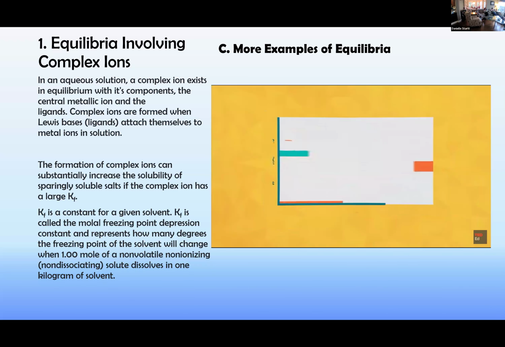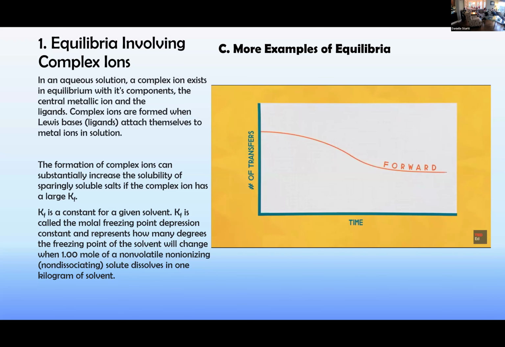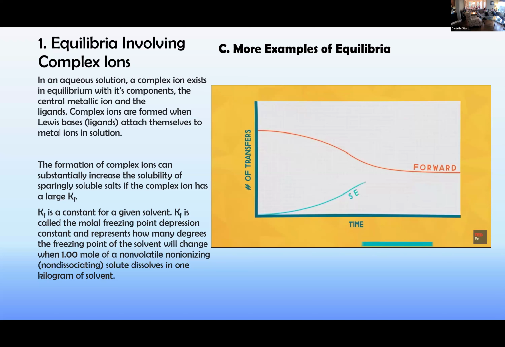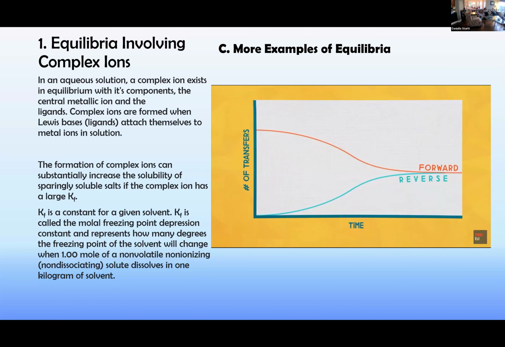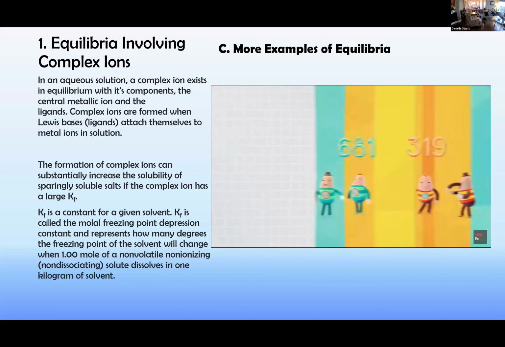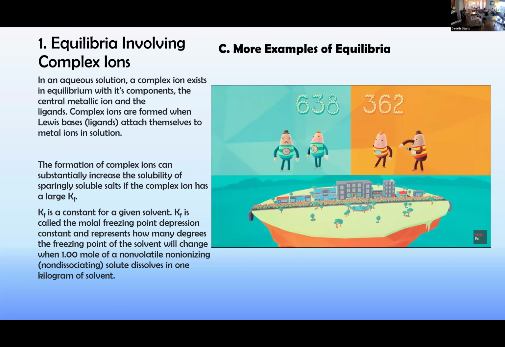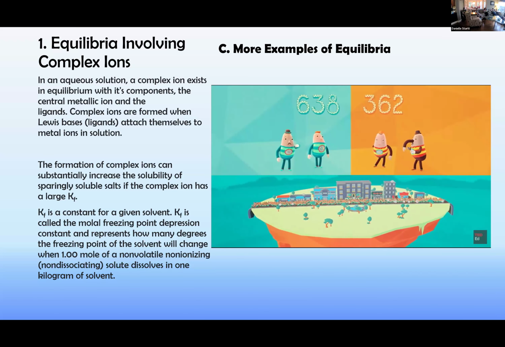Now, the number of limb transfers per second forward will start high and then fall. And the number of limb transfers per second backward will start at 0 and then rise. Eventually, they'll meet, they'll be the same. And when that happens, the number of people in each state stops changing, even though people are still bumping into each other and exchanging limbs.